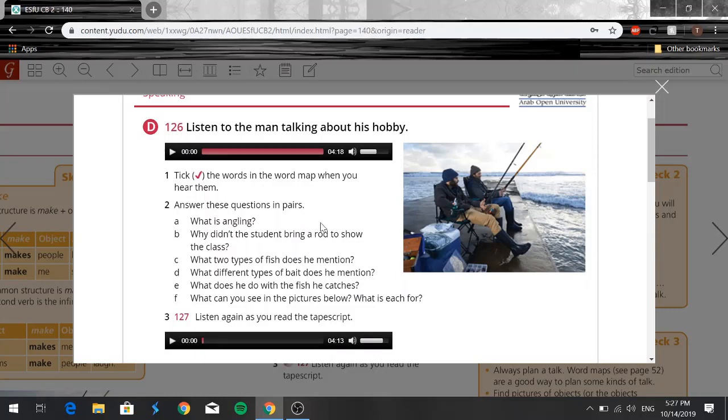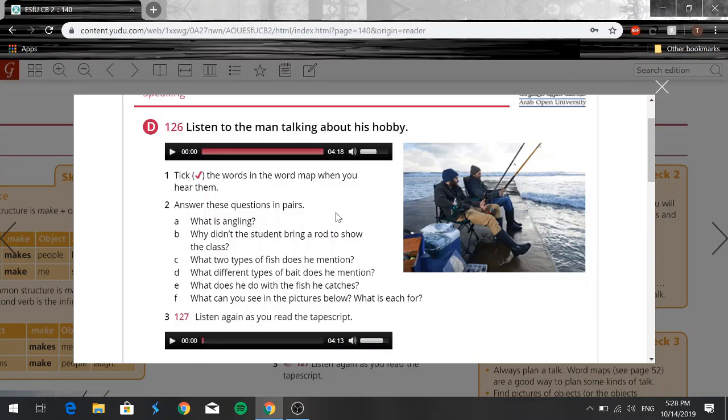Why didn't the student bring a rod to show the class? Well, that is because his rods are simply too big, right? C. What two types of fish does he mention? Well, he mentions tuna and shark, two big sea fish. Okay? What different types of bait does he mention? He mentions quite a few, so we have maggots, insects, bread, small fish, and metal flies, the one that he uses a lot, which is metal flies.